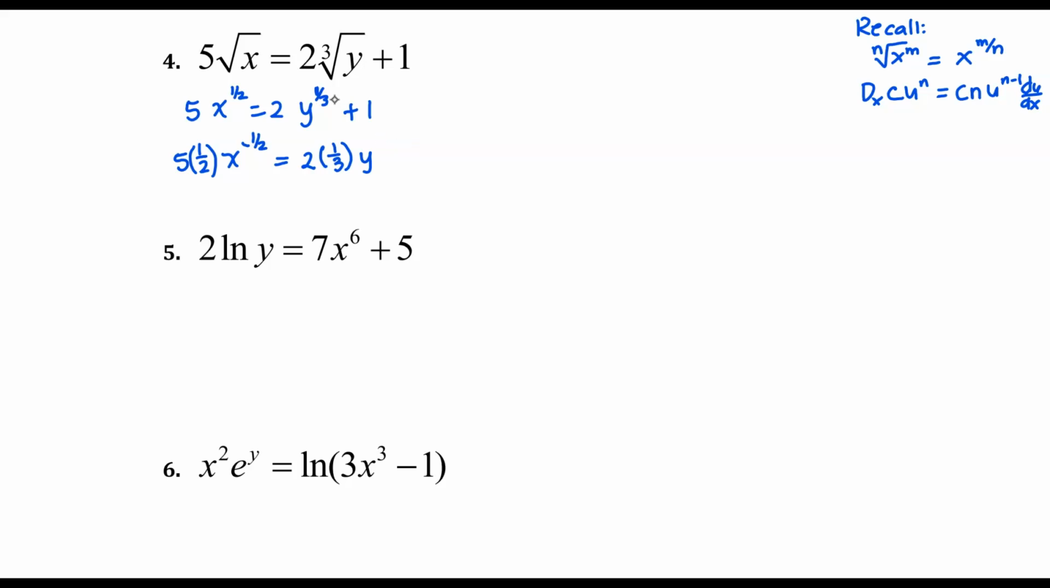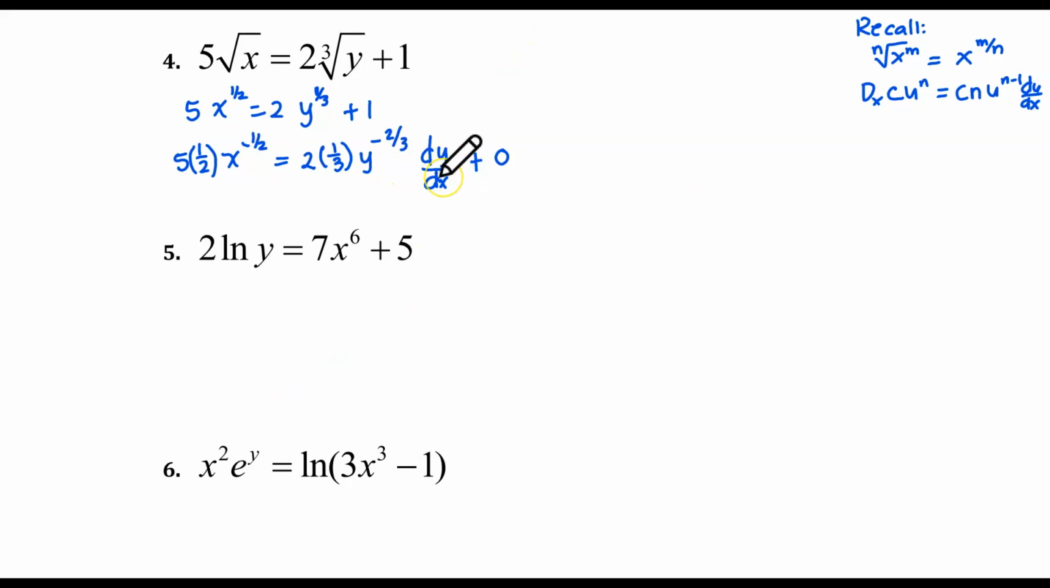So negative 2/3. Now, since we're differentiating with respect to x and we have a y here, that means we will multiply it by the derivative of y with respect to x. So we just use chain rule here. Again, cn u to the n minus 1 times du dx. That's why you have dy dx here. Plus, the derivative of 1 is 0. Then you go ahead and solve for dy dx.